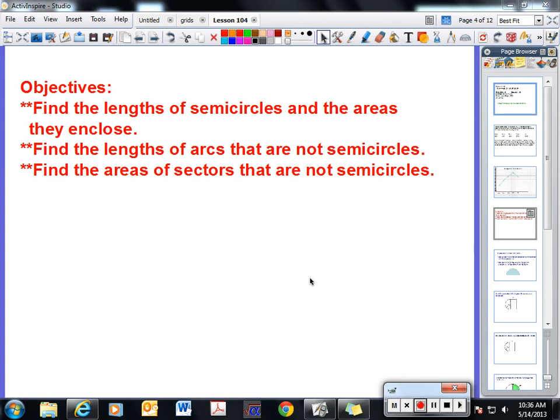Today we're going to dive into lesson 104. We're going to find the lengths of semicircles and the areas they enclose. We're going to find the lengths of arcs that are not semicircles. And we're going to find the area of sectors of a circle that are not semicircles. So we're going to start with the semicircles. Then we'll move to different sizes of the shapes.